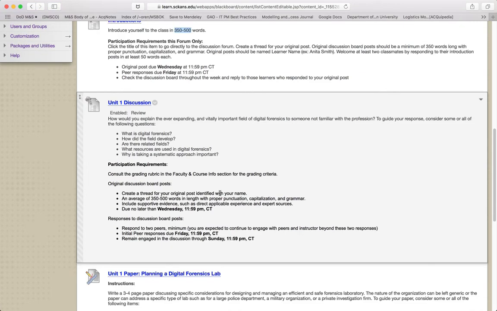It's non-graded. By Wednesday, we do have a graded discussion post. The original post you need to make by Wednesday. In this one, we're going to talk about the important role of digital forensics in the modern world. This is tied into the first learning objective, and there are some bulleted pointers that you might want to discuss as you cover digital forensics, such as what is digital forensics, how did the field develop, are there related fields, etc.